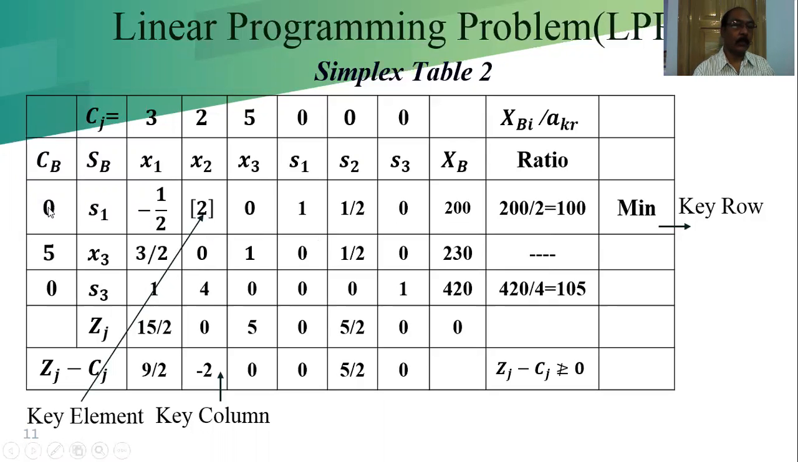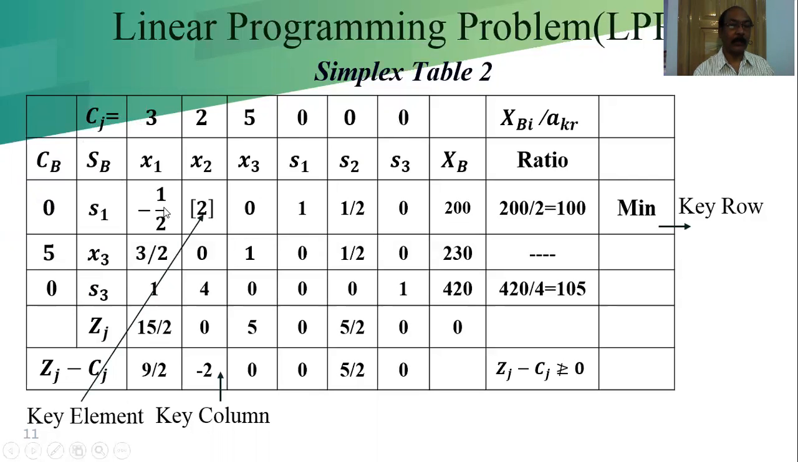x3 is the entering variable. This is entered into the basis, and S2 departed from the basis. So new x3 is entered here. What is the coefficient of x3 in the Z function? 5. So that should come here. That is the CB. CB means coefficient of the basic variable here. SB is the basic variable or basis variables corresponding to the basis. And these are the coefficients of the objective function, that is denoted as the CB.